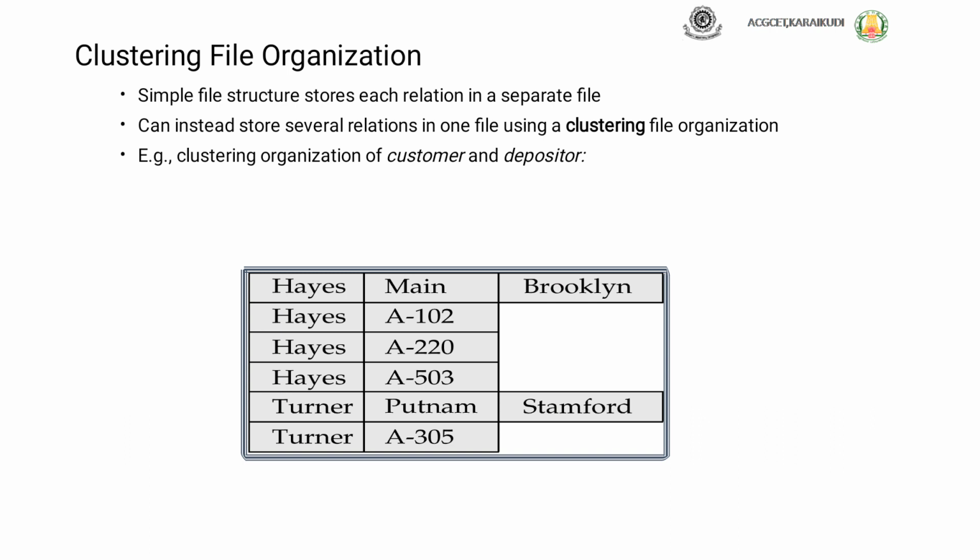Here, a clustering file organization is illustrated in this figure. It stores related records of two or more relations in each block. Such a file organization allows us to read records that would satisfy the join condition by using one block read.